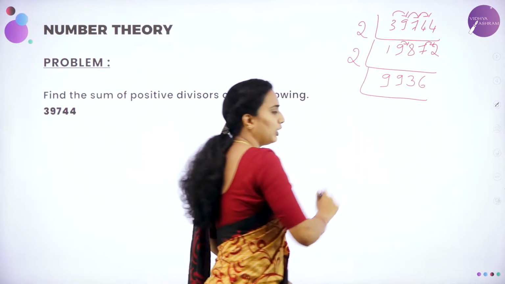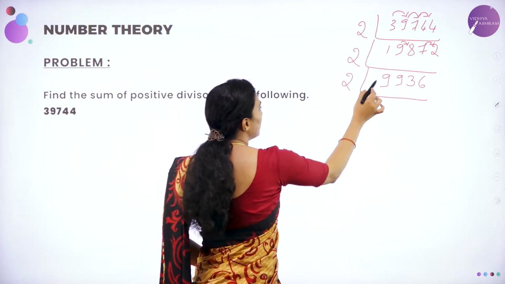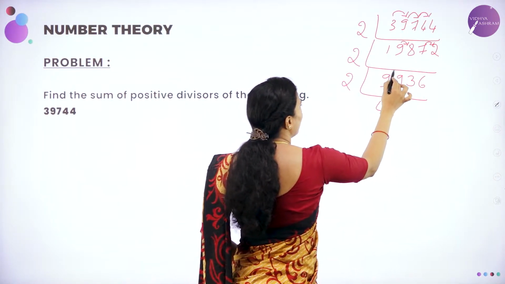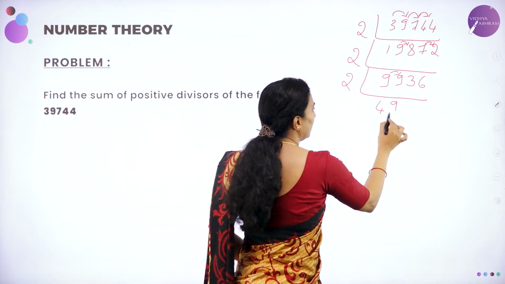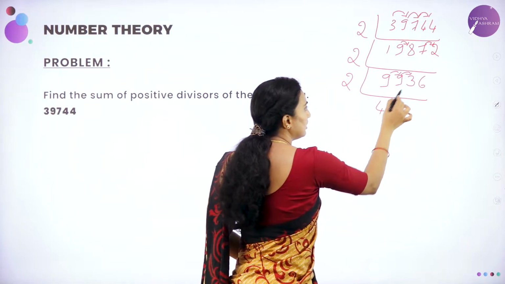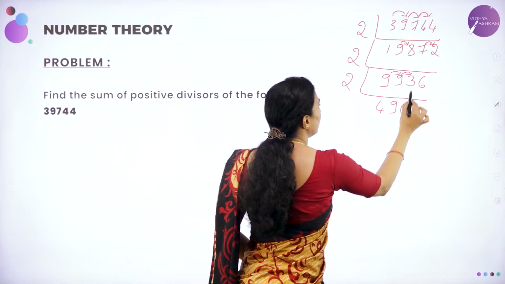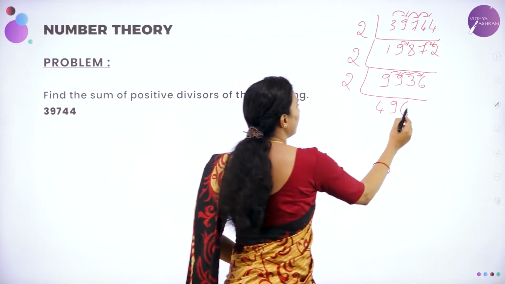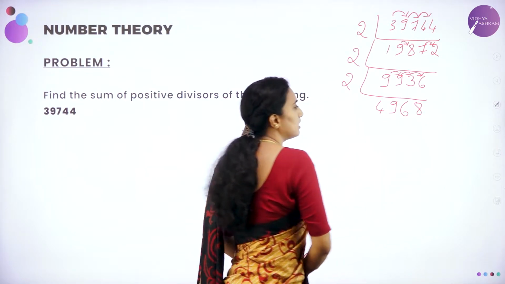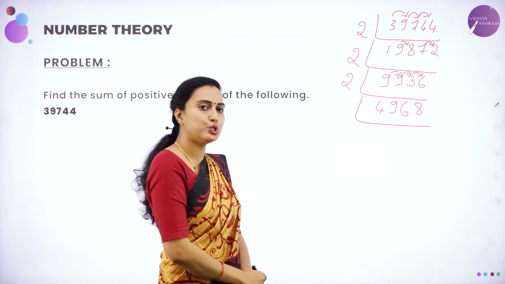So again the number is ending with 6, which is an even number, so it can be divisible by 2. So 2 4s are 8, 1 is carried over. Again 2 9s are 18, 1 is carried over. 13 it will become, 13 means 2 6s are 12. Again 1 is carried over. 16 means 2 8s are 16. Correct? Again the number is ending with 8, which can be divisible by 2.